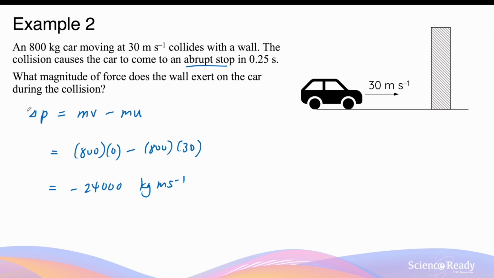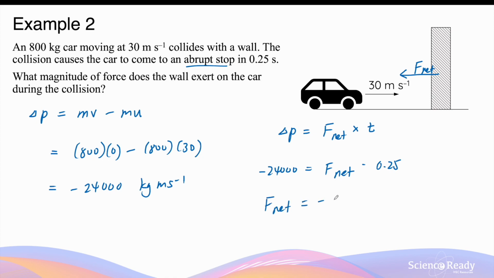Now, I've only considered the change in momentum of the car because the change in momentum also equals the product of the force that acts on the car multiplied by the duration of time. Minus 24,000 therefore equals the force that the wall exerts on the car, so this will be heading towards the left, multiplied by 0.25 seconds. So the force equals minus 96,000 newtons.